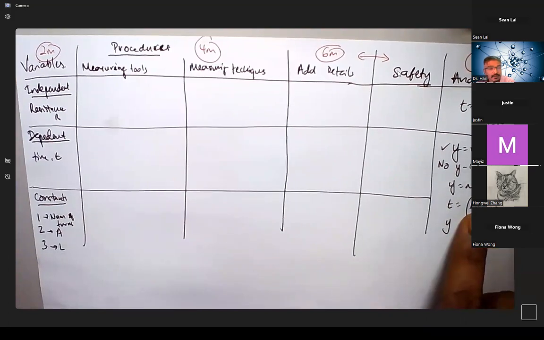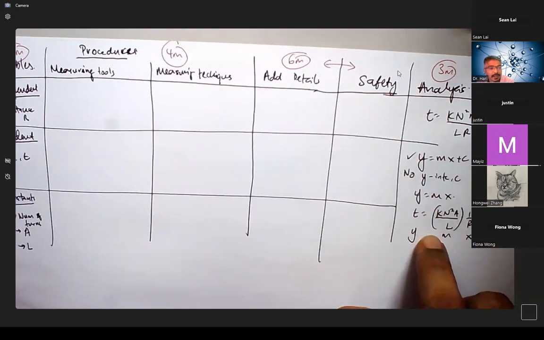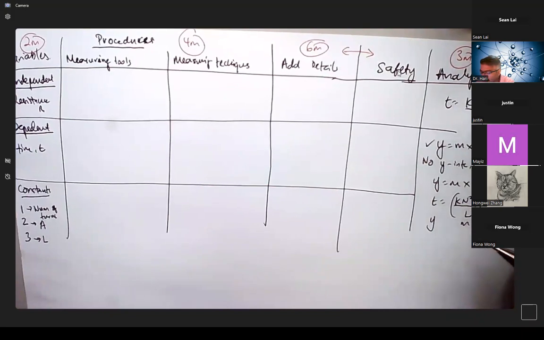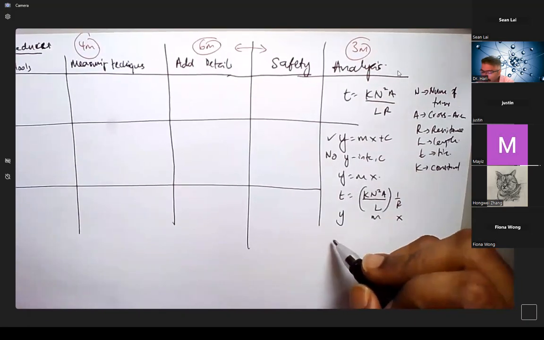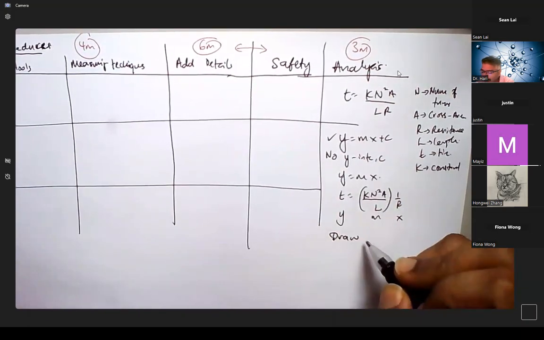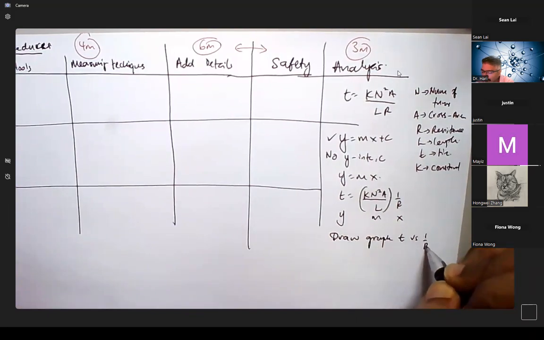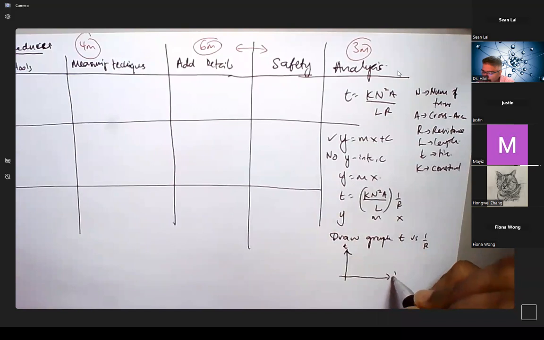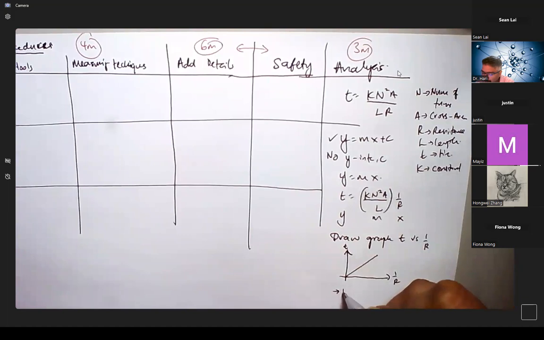See, this is why I asked you to do this method, so that before you do this, we can identify all the important variables. Once you have done this, now we can know what graph to draw: graph T versus 1 over R. If I'm you, I will draw out T versus 1 over R like this. And what is the expected graph? This is the expected graph.